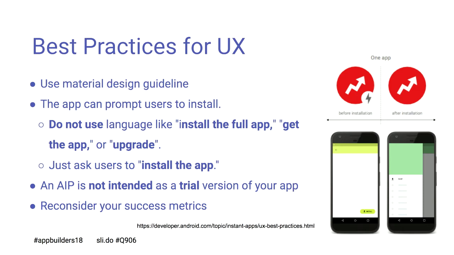So, the practices for UX. Like for other applications, we should follow the material design guidelines. We can prompt the installation of our application. Actually, there is an install API to install the application, but you shouldn't push the user to download the whole application. You can ask gently, but install the full app, get the app upgrade isn't allowed. And also, you should reconsider your success metrics. You let your users complete a full task using an Android instant app.